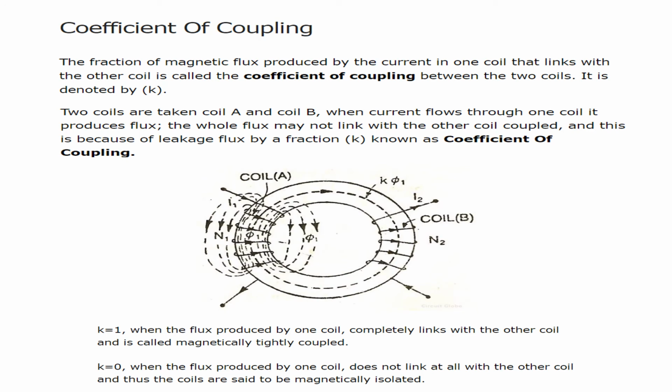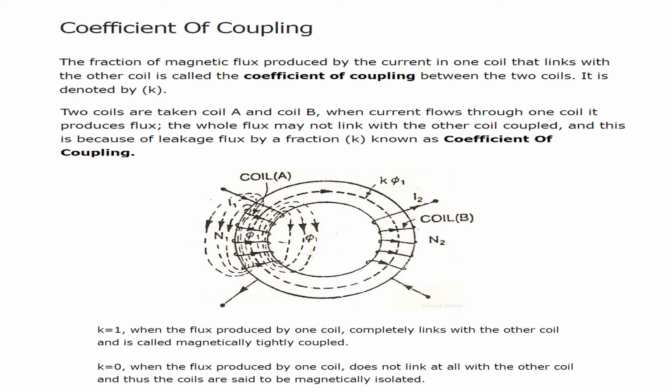Coefficient of coupling: the fraction of magnetic flux produced by the current in one coil that links with the other coil is called the coefficient of coupling between the two coils. It is denoted by K. Two coils are taken, coil A and coil B. The figure is shown here. When current flows through one coil, it produces flux. The whole flux may not link with the other coupled coil because of leakage flux, so only a fraction K, known as the coefficient of coupling, links.